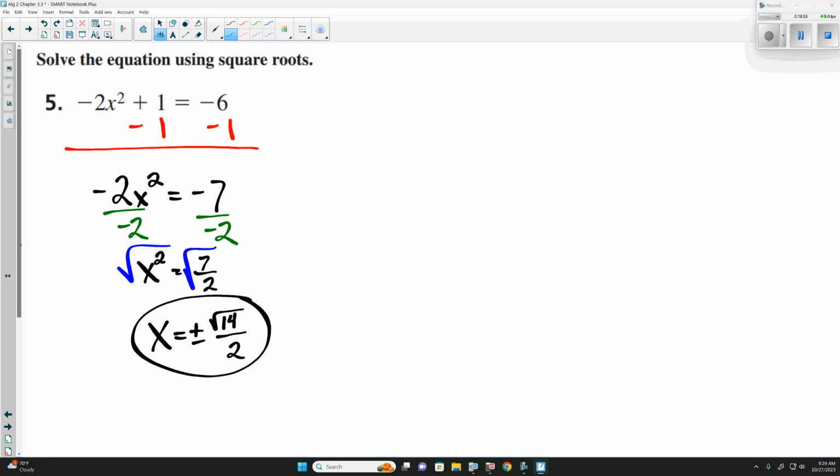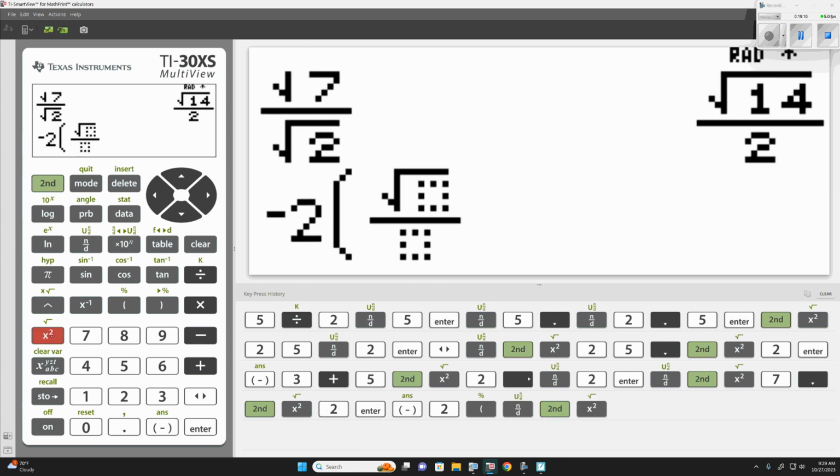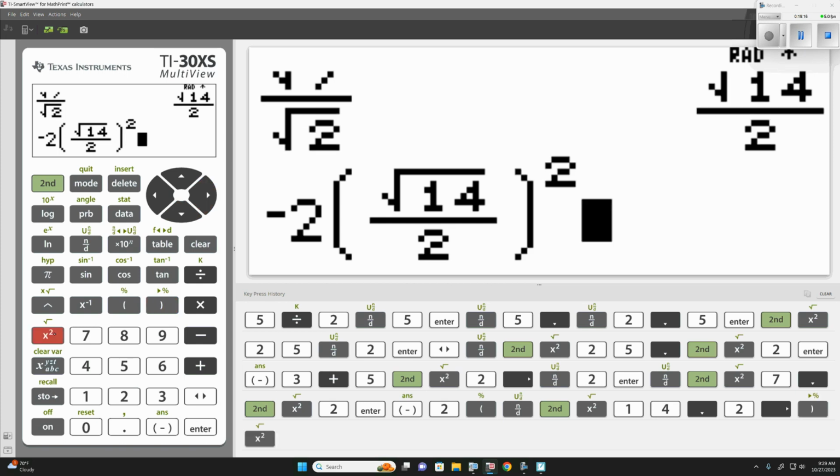Now, as strange as these numbers seem, if we wanted to check to make sure they work, we can plug them back in. So we said at the beginning, negative 2x squared plus 1 equals negative 6. Square root of 14 over 2. So negative 2 parentheses square root of 14 over 2, close parentheses squared, what was it, plus 1 equaled negative 6, yes? We can plug it back into the original formula. So I was able to show here that the left side does equal negative 6, so both sides are true.